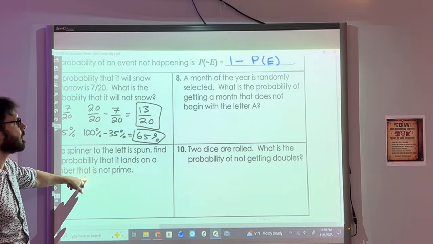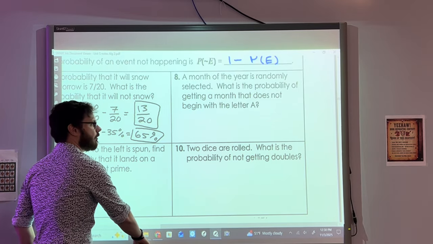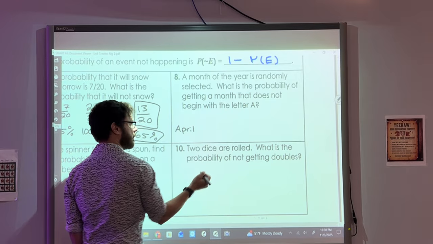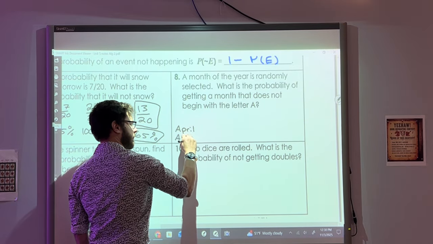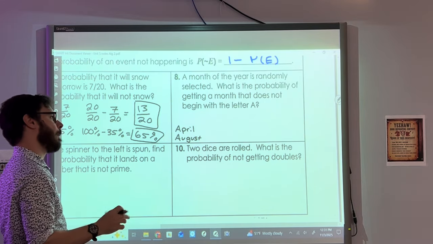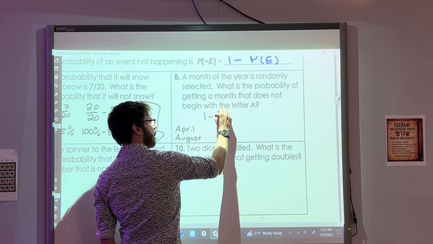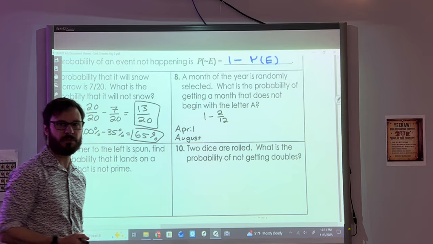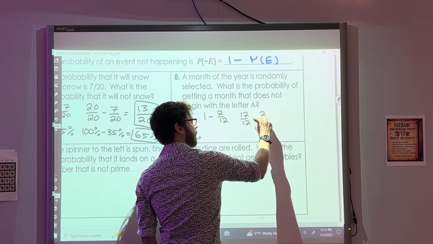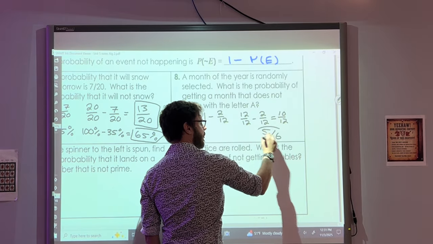A month of the year is randomly picked. What's the probability of getting a month that does not begin with the letter A? So how many months begin with A? I think I have April, August, and I think that's it. Okay, so I have 1 minus 2 out of 12 months. It's going to be 12 over 12 minus 2 over 12. 10 over 12, reduce that to 5 over 6.